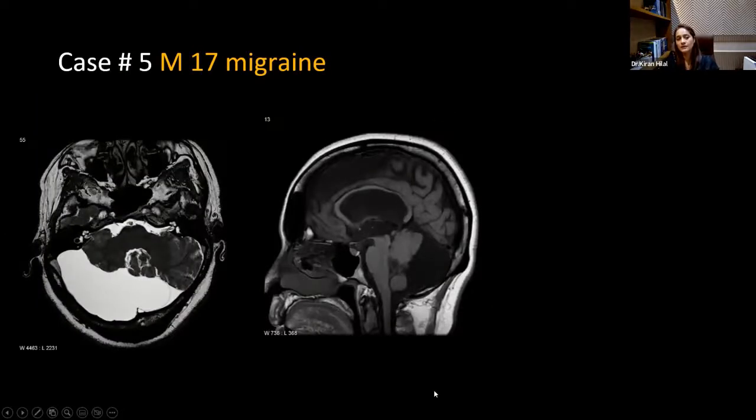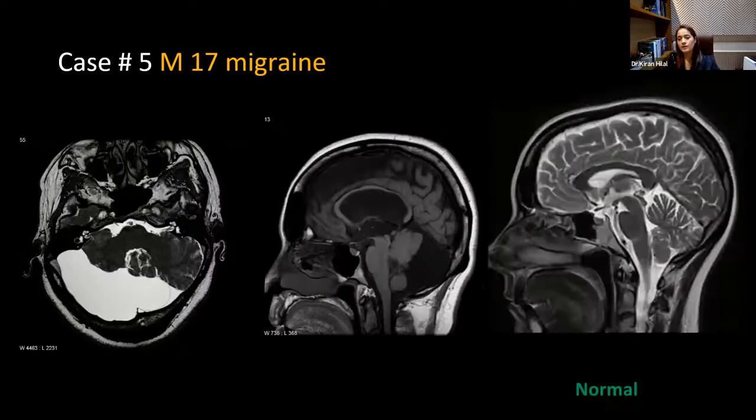So coming to the last case, what do you think? It's a 17-year-old male who presented with migraine, and he was complaining of postural headaches. What do you think? Is it abnormal or normal? What do you think of this image?